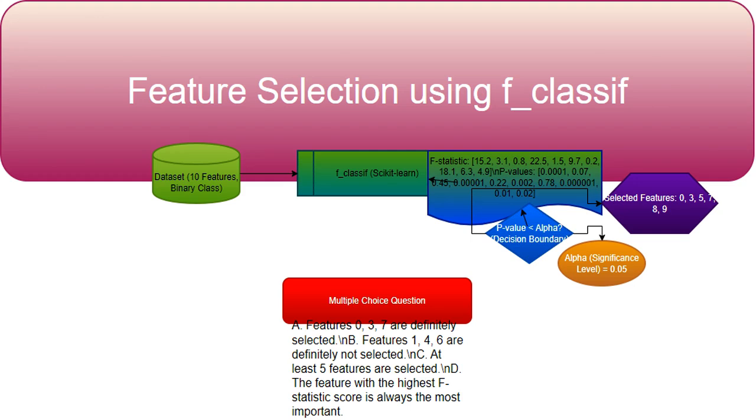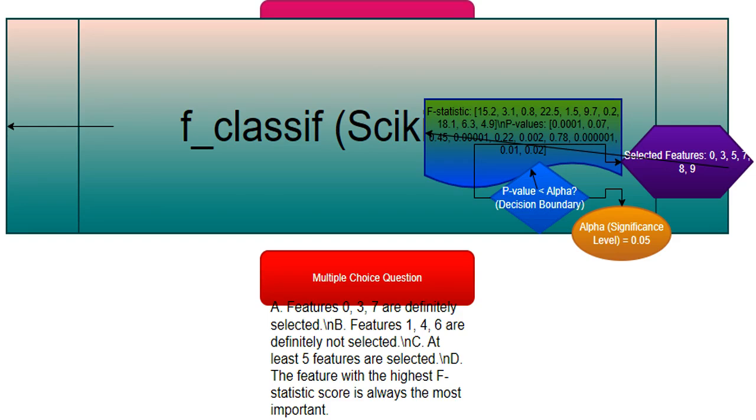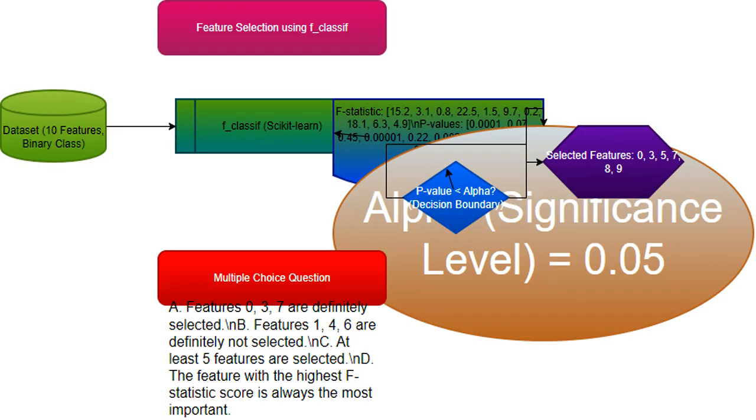I am using a tool called f_classif, which is part of a Python library called scikit-learn. It helps me decide which of my 10 features are most important for classifying the data. It does this by performing an ANOVA (analysis of variance) F-test for each feature. I've set a significance level of 0.05, or 5%.